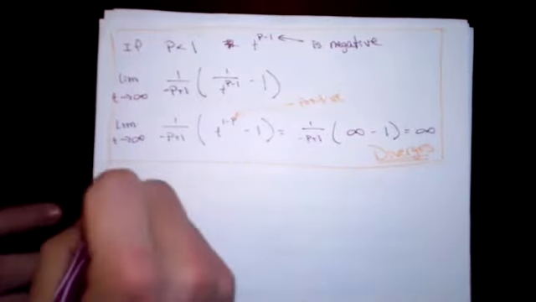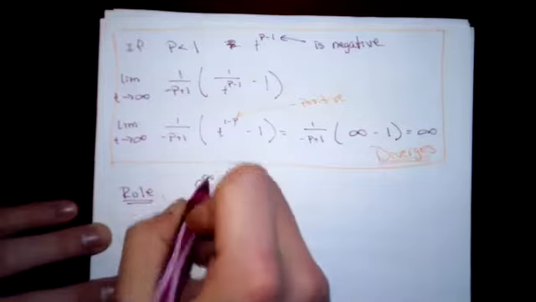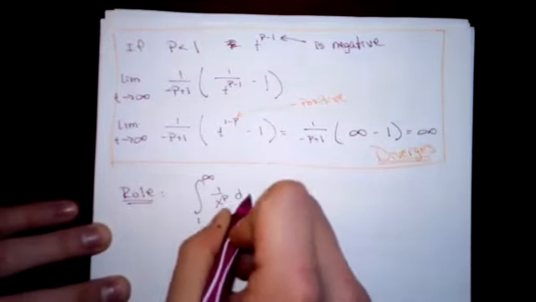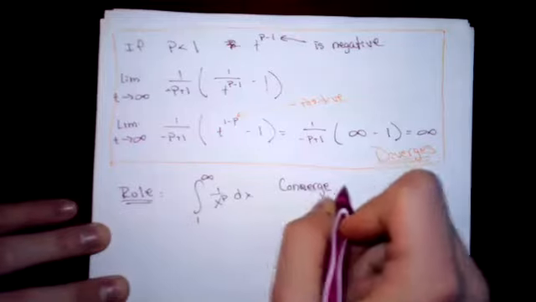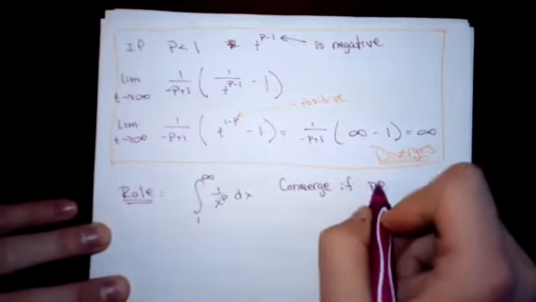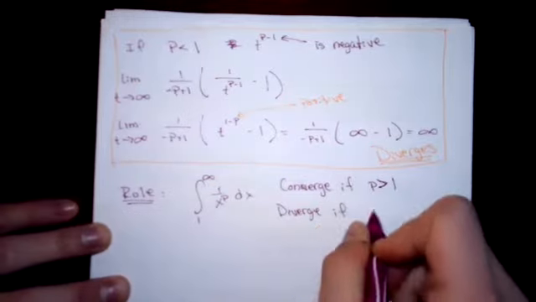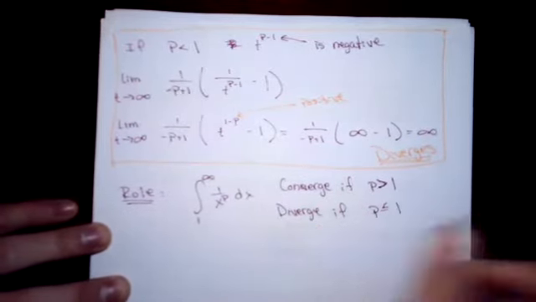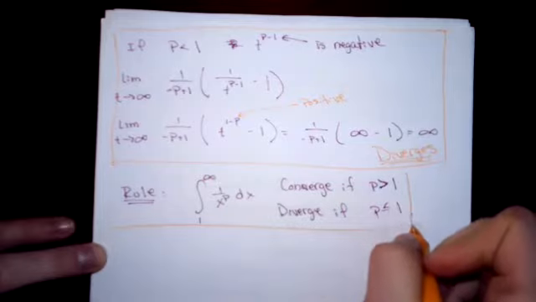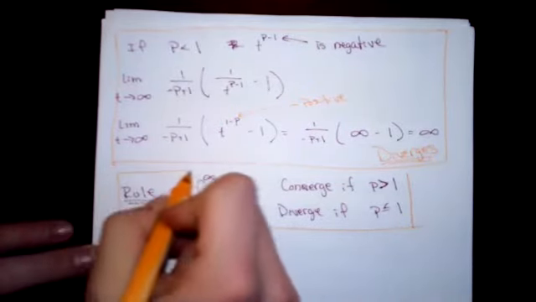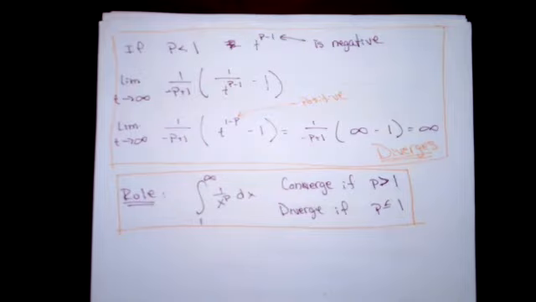So let's write that down. So here's our rule. The integral from 1 to infinity of 1 over x to the p dx will converge if p is strictly bigger than 1, and it will diverge if p is less than or equal to 1. Everyone follow all that? Any questions?